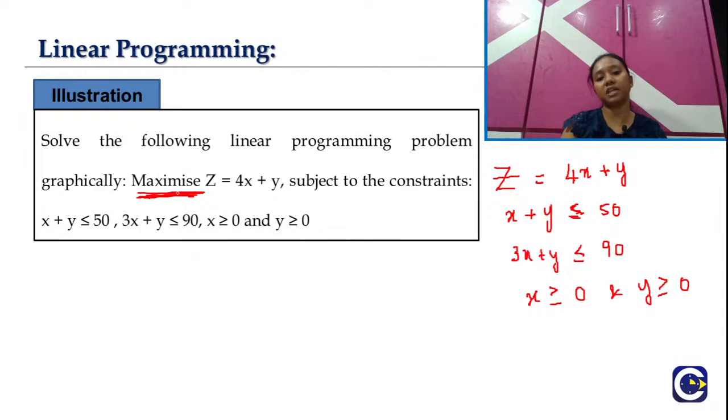So what is the first step, guys, in order to solve this linear programming problem? The first step here is to plot the graph of all the given constraints and identify the feasible region here.